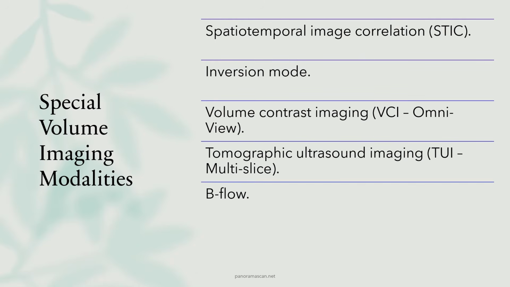B-flow is a special Doppler modality that enhances the visualization of blood flow without the usual Doppler color. This technique provides a clearer view of vascular structures and can be particularly useful for assessing the blood flow in critical areas like the fetal brain, heart, and umbilical cord.